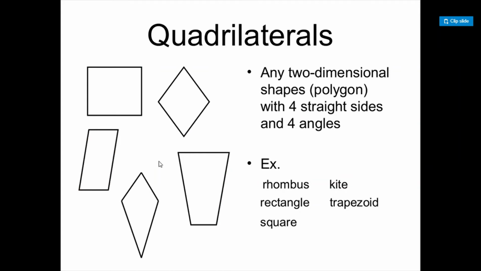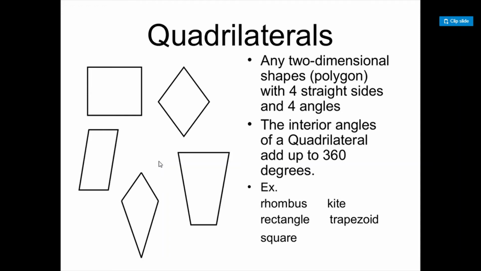So one of the examples of polygons are the quadrilaterals. Quadrilaterals are any two-dimensional shapes with 4 sides and 4 angles. Examples of quadrilaterals are the rhombus, kite, rectangle, square, and trapezoid. The interior angles of a quadrilateral add up to 360 degrees.